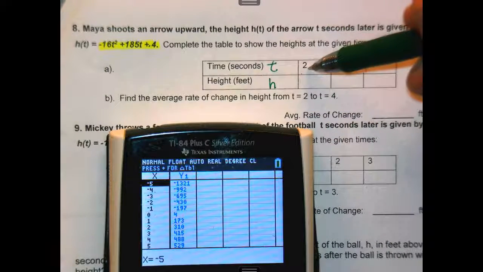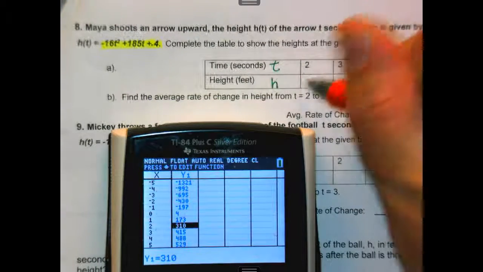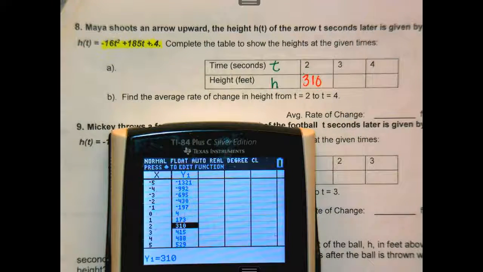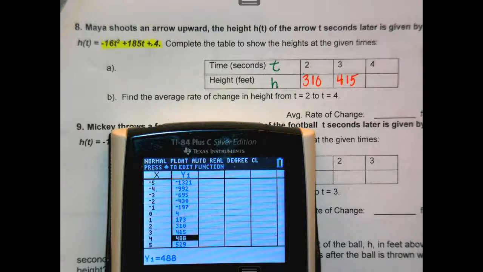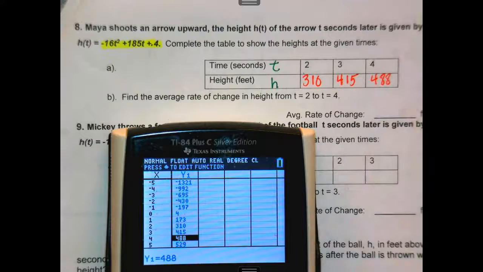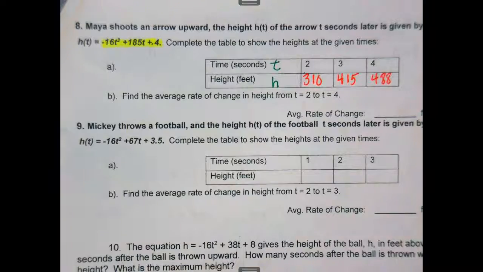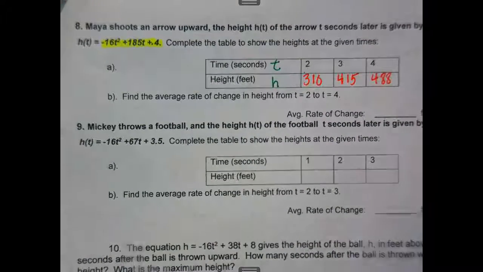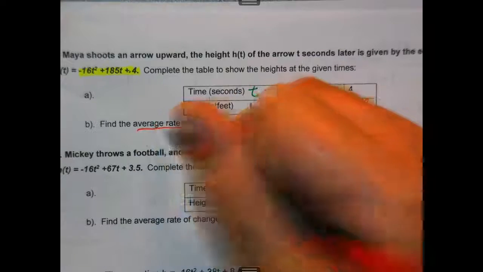Graph. And they want to know when x, t time is x, right? When x is 2, my y is 310. And when my x is 3, I have 415. And when my x or t is 4, I have 488. So there's my chart. Now they want the rate of change. What is the average rate of change again? That's right, slope.